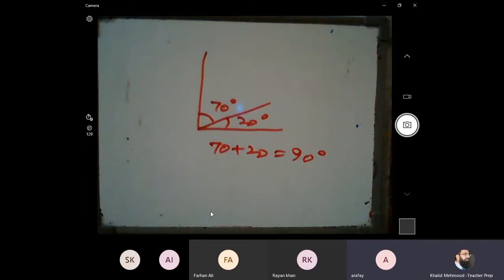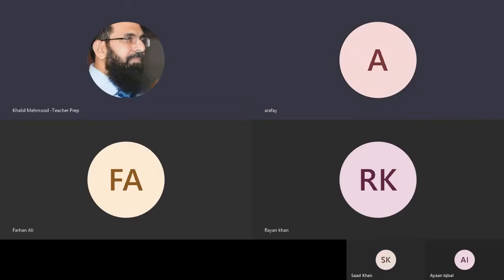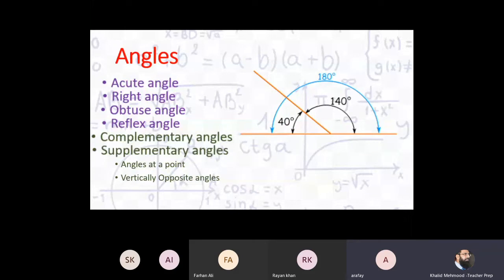Okay. So now come to the slide. We discussed complementary angles. Now supplementary angles. Supplementary angles are those two or more angles whose sum is 180 degrees. In this example you can see one angle is 140 degrees, the other is 40 degrees, and the sum is 180 degrees. So that's why this pair is called supplementary angles. Okay, so like this, we will be doing it.